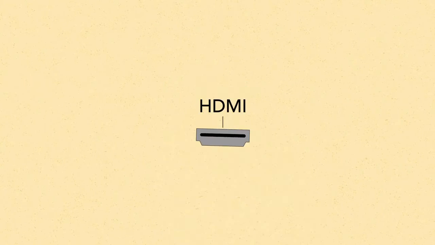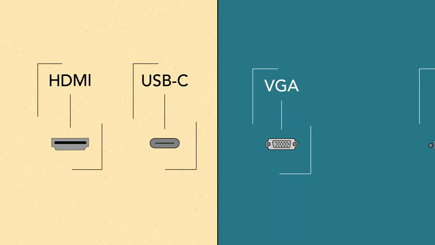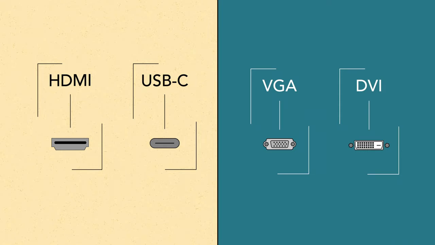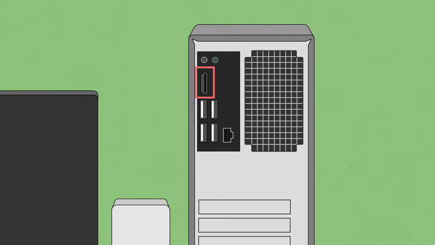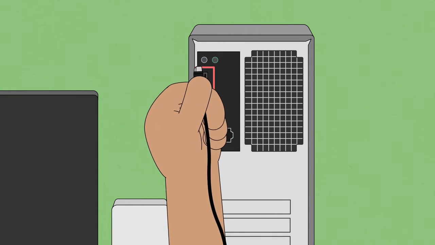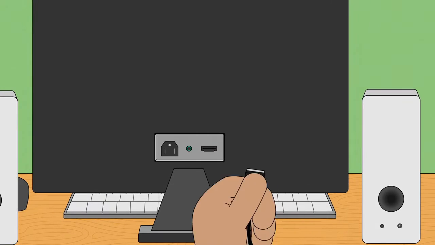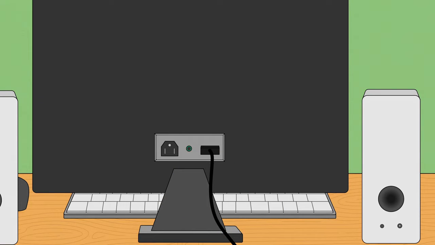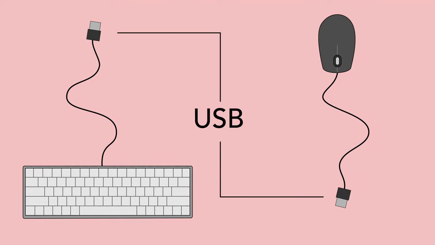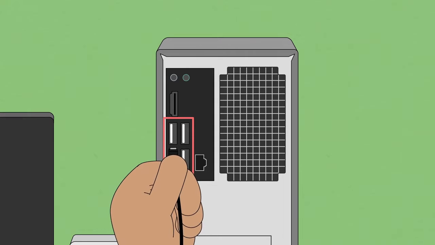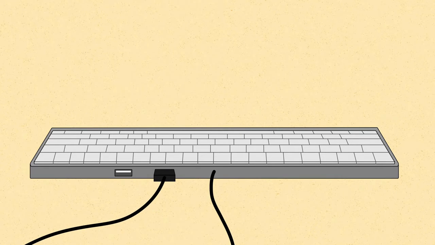Newer monitors often use HDMI or USB-C connections, while older monitors may use VGA, DVI, or another type of connection. It just depends. Now find the monitor port on the back of your computer case and plug the cable in. Most cables are designed to fit a certain way, so if it's not working, don't force it. When you're done, connect the other end to your monitor. Now it's time to plug in your keyboard and mouse. If they're wired, they most likely have a USB connector, so you can use any of the ports you see here. You could also plug your mouse into the USB port on your keyboard if it has one.